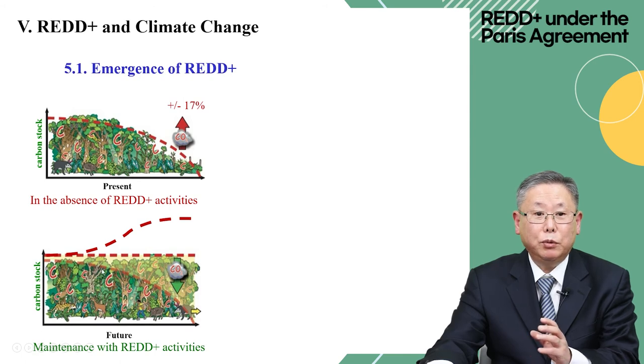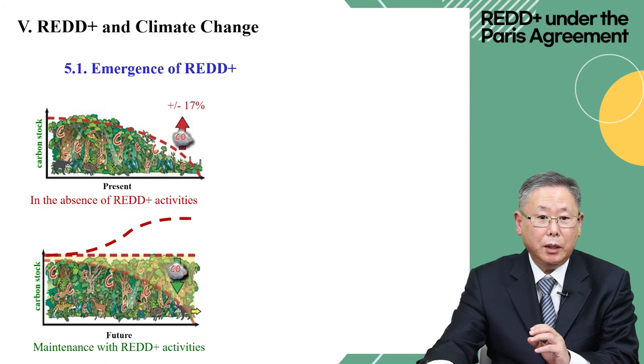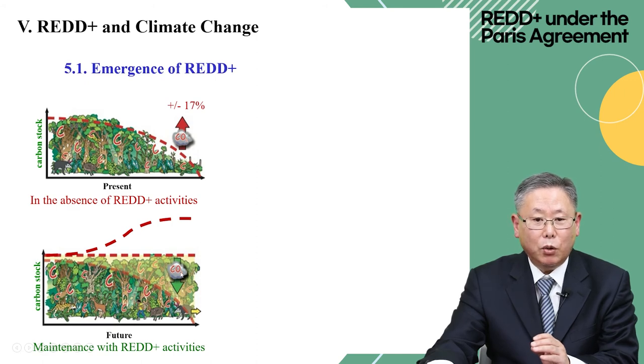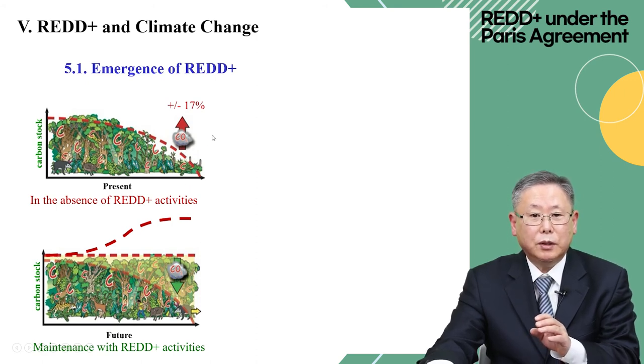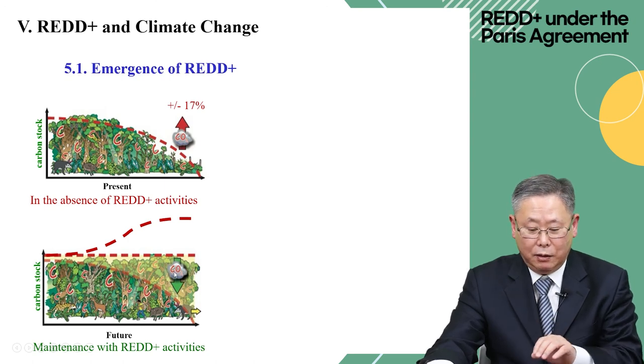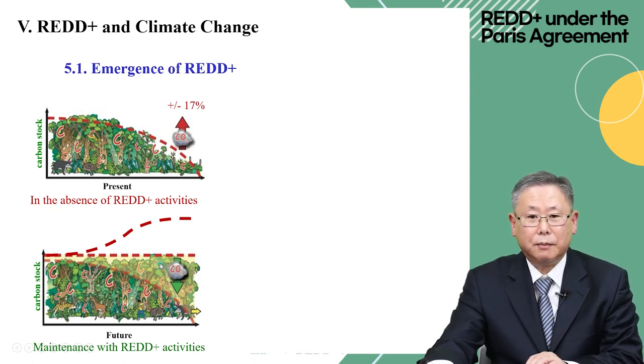But if you introduce and maintain REDD activities, you cannot cut, but you preserve or protect the forest. You do not emit the CO2. This is business as usual, and this is when you introduce REDD. The CO2 does not go to the sky, but stays in the trees.